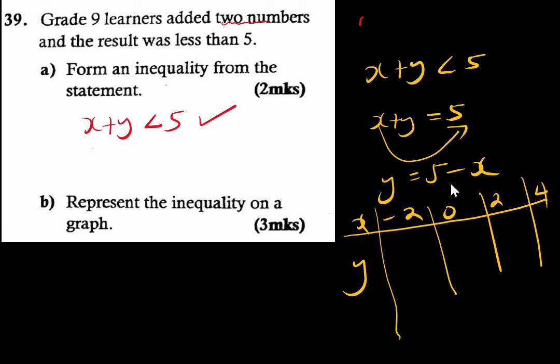So when x is negative 2, what will be y? Where we have x, I put negative 2. So y is 5 minus x, with x negative 2. Minus minus becomes a plus. So 5 plus 2 is 7. So I can see y is 7.